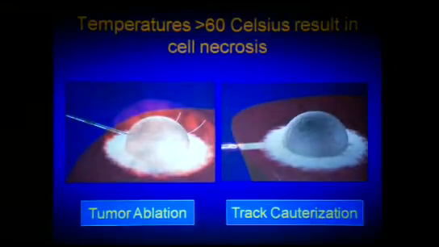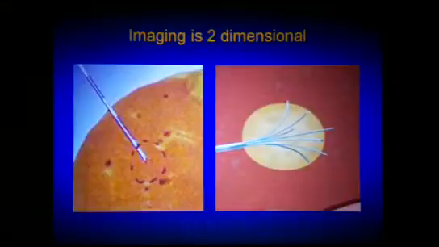Again, another schematic. Our goal is to get a temperature greater than 60 degrees. The prongs are placed within the liver. The prongs are expanded. We apply the heat through the current, and then we cause ablation of the tumor, and we can cauterize the tract. Cauterizing the tract actually prevents tumor seeding as well as prevents bleeding or minimizes bleeding.